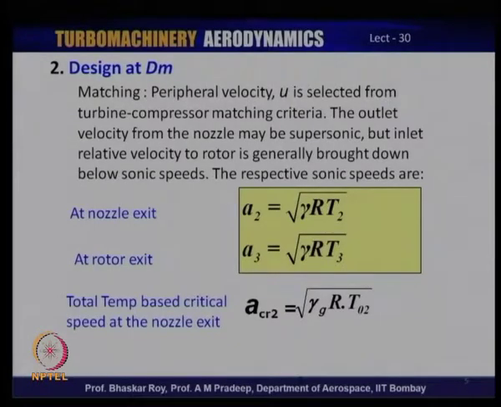The other thing that needs to be selected is the outlet velocity from the nozzle, which may actually be choked, in which case the velocity could be held at sonic velocity or just a little below sonic or supersonic. Normally, in most commercial axial flow turbines used in aero engines, the relative velocity to the rotor is generally below sonic speed, that is subsonic.